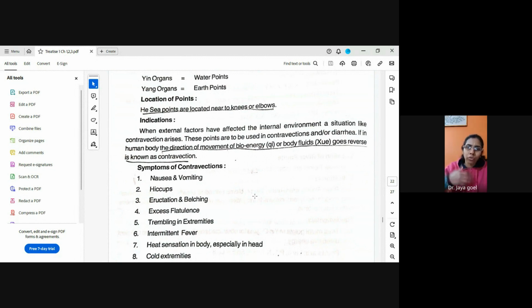Contraction is the opposite flow. Contraction means opposite flow. Then we used to treat with the Jing-well points, and in diarrhea also we used to treat with the Jing-well points.